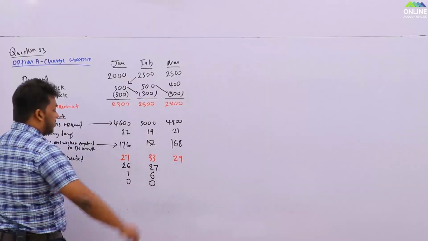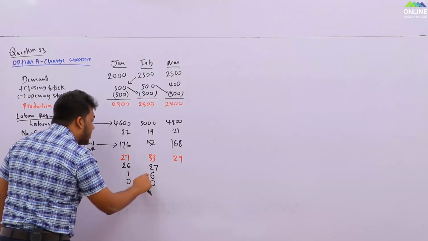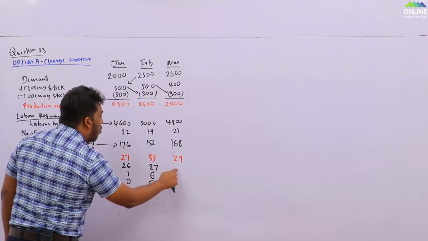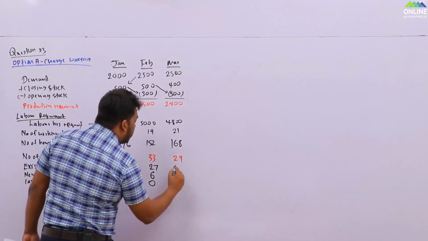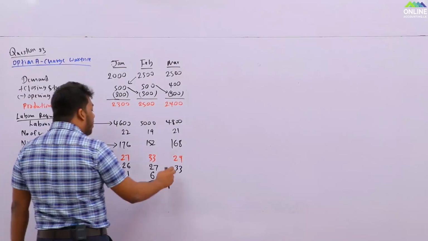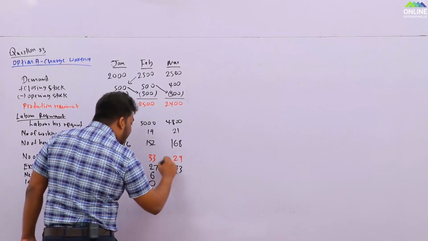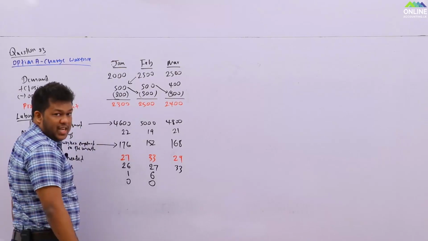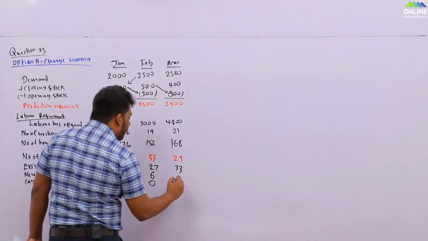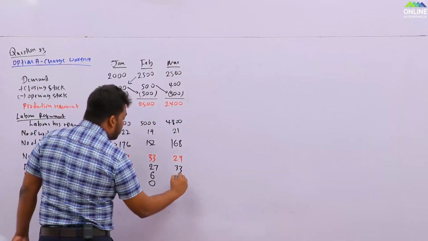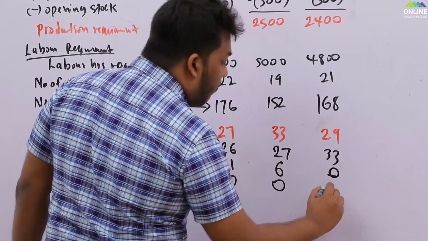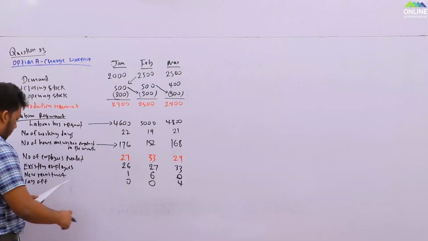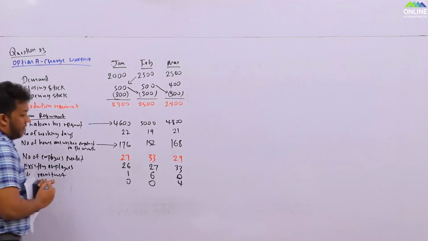No removals. 27 plus 6. This 33 will be the opening here, existing employees at the beginning. Now you don't need to recruit. Why? You need 29, but you already have 33. So you don't need to recruit. That is 0, but you have to lay off 4 employees. So this is done.